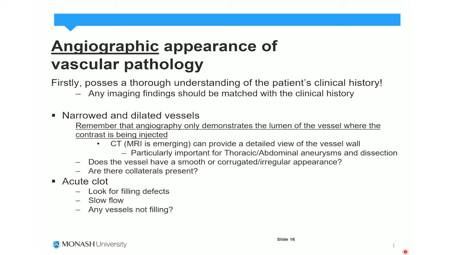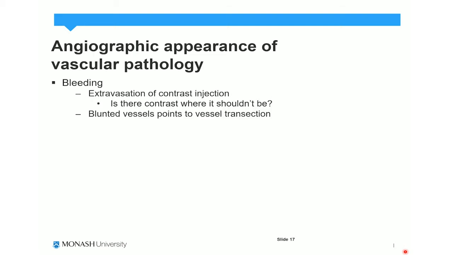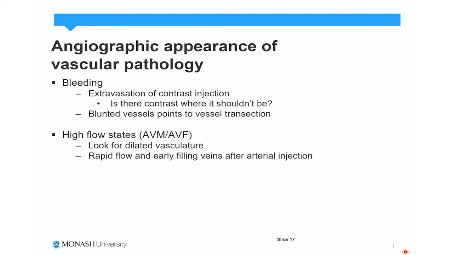When looking for acute clot, are there any filling defects? Is there slow flow or any vessels that you would expect to fill not filling? When looking at bleeding on catheter-based angiography, is there contrast where it shouldn't be? Is there extravasation of contrast? And are there vessels that are blunted that perhaps have been transected?